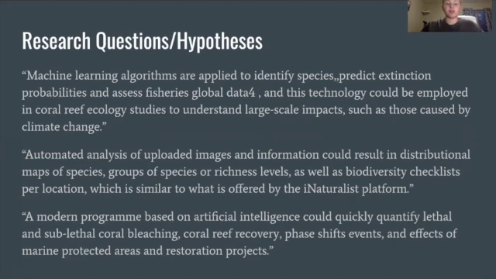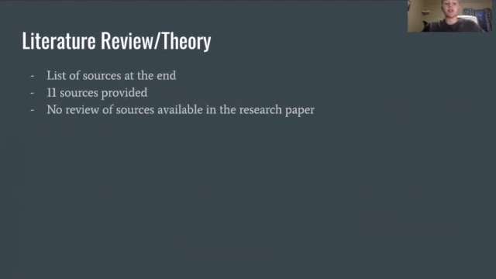And then the last one is a modern program based on artificial intelligence could quickly quantify lethal and sublethal coral bleaching, coral reef recovery, phase shift events, and effects of marine protected areas in restoration projects. For the literature review / theory, they only have a list of sources at the end of their paper.